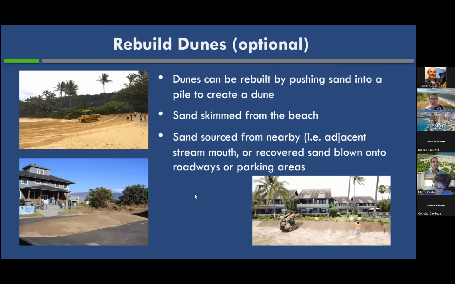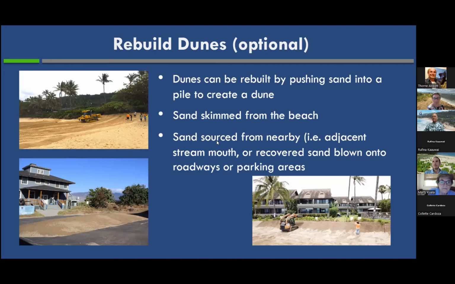So along the same lines, if we want to create dunes more quickly, we can actually rebuild those dunes. This is done by pushing sand up into a dune and then stabilizing it with dune plants like pahuihui and akeake grass. You can see in this picture in the upper left and lower right, they're skimming the top 6 to 8 inches of sand off of the beach and pushing it up the coast into dunes. That's one potential source of sand.